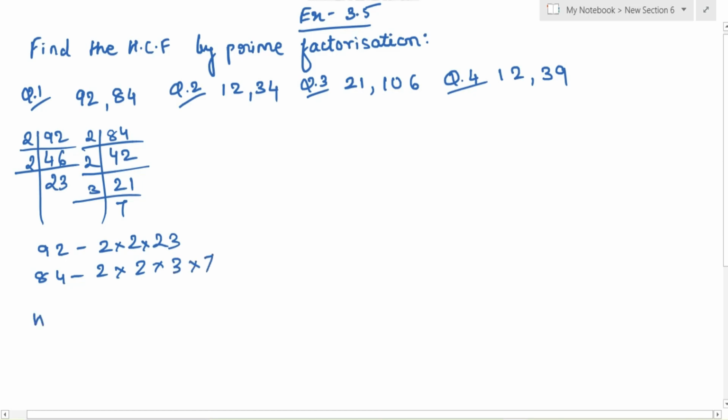So now we need to find out the common factor in both of them. That is, this 2 is common for both of them. So we'll write down 2 into, again one more 2 is common for both of them. This also we'll write down. So the HCF will be 2 2s are 4.